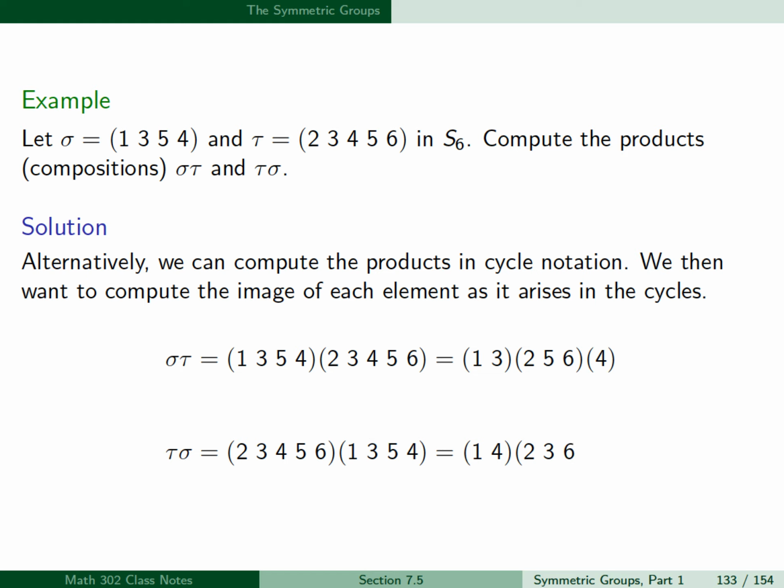And now in sigma, 6 is fixed. In tau, 6 maps to 2. So that tells me in the product that 6 will map to 2, so I want to close off that cycle, 2, 3, 6. That will give me a cycle where 6 maps to 2. And now the first element that doesn't appear is 5, so I'll start a new cycle with 5. And in sigma, 5 maps to 4, and in tau, 4 maps back to 5. So in the product, 5 will map to itself, and so I'll close off that cycle. And that gives me the image of each element 1, 2, 3, 4, 5, 6. So that will be the product tau sigma.